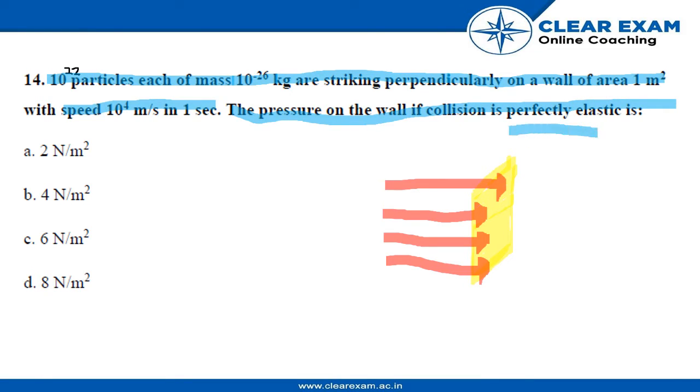So what do we mean by the collision? If the collision is perfectly elastic, then energy is conserved. Okay, and here are the four options.